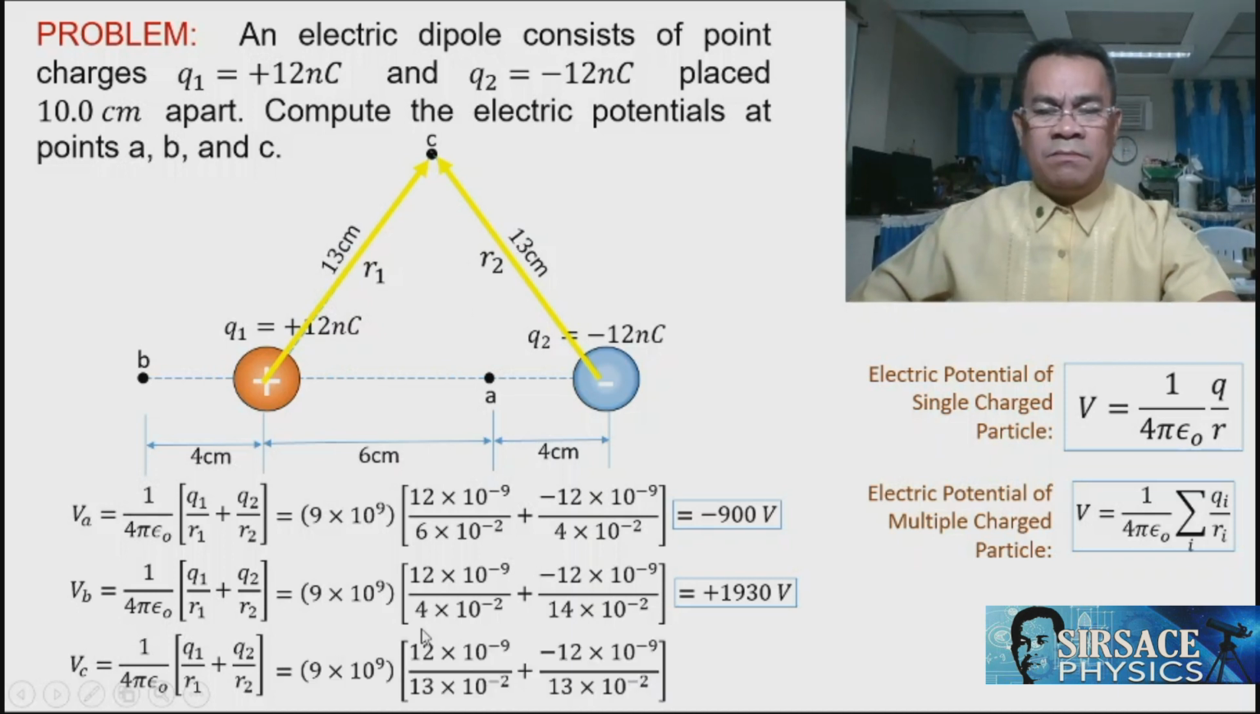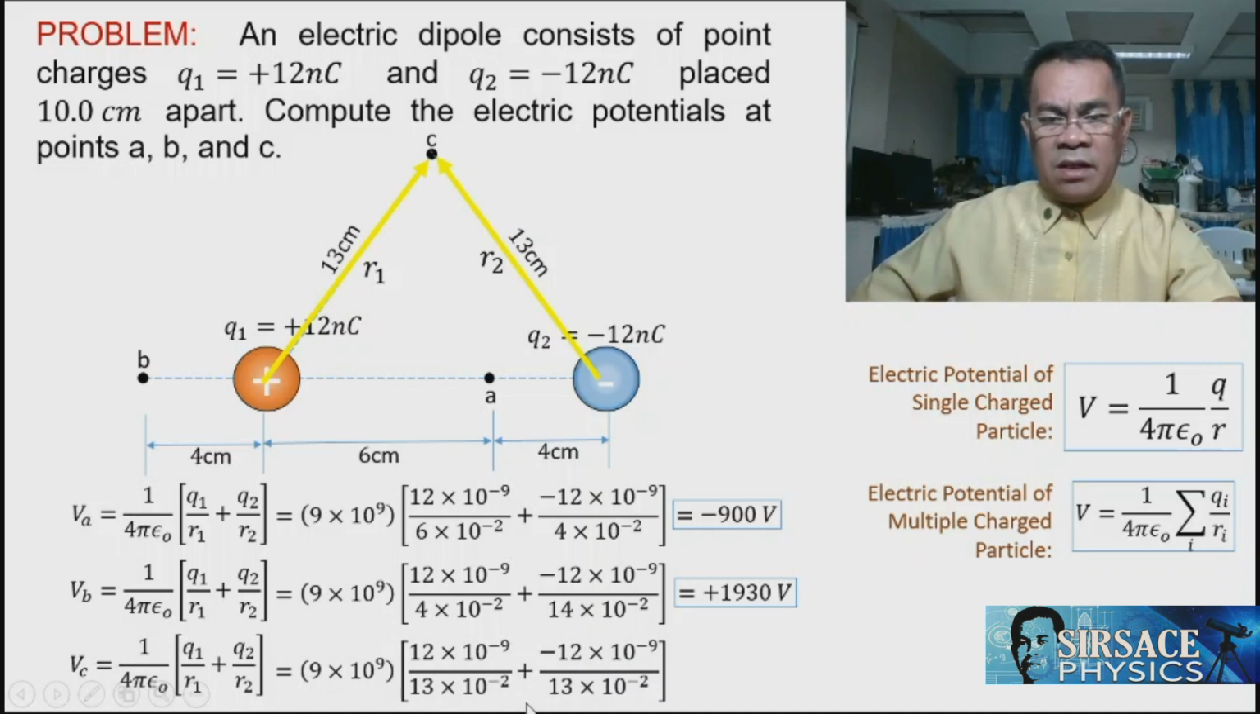So substitute again: same charges, different R. This is 13 times 10 raised to negative 2, and 13 times 10 raised to negative 2. Take note that this value is exactly the same as that, and this is positive while this one is negative. So without calculations, the result is 0. Why? Because this term is the same as that, and one is negative and one is positive, so they will be subtracted. So this is 0 volts.